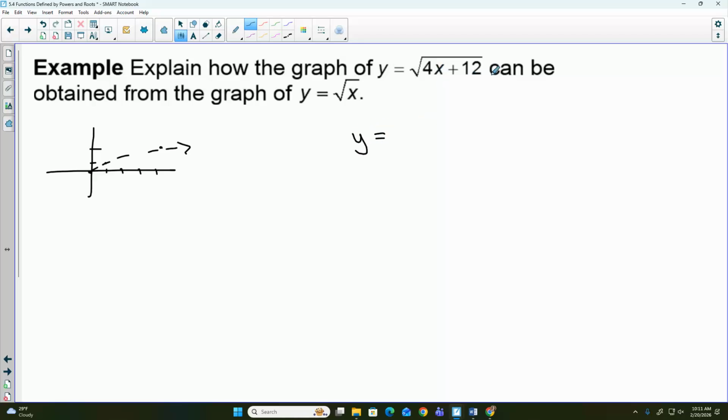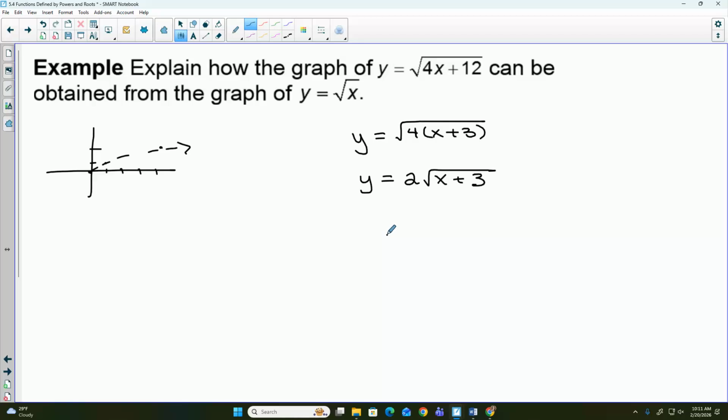So let's start. 4x plus 12, what can I take out of both of those? Okay. So I could do my transformations here, but horizontal stretching and shrinking was really hard. Could we do the square root of 4? What is it? So a 2 would come out. And just leave it with the square root of x plus 3.